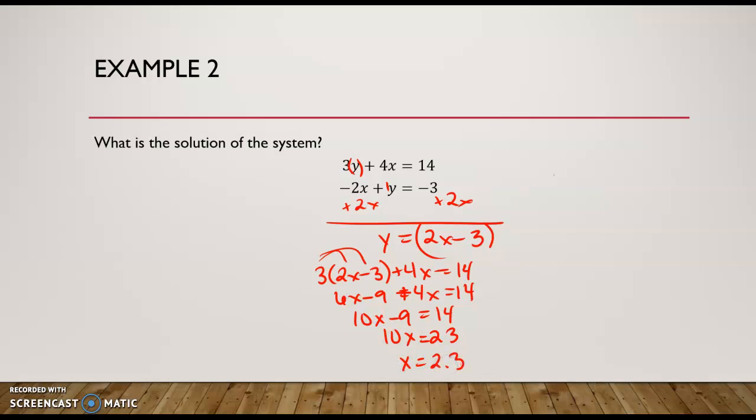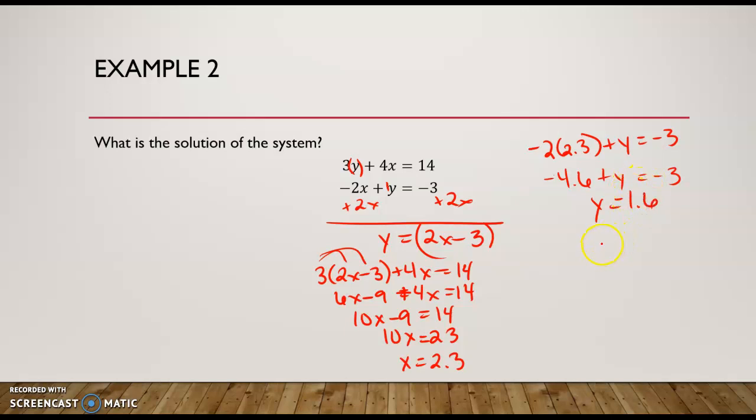We just keep trucking. From here, I'm going to plug that x into the other equation, or one of our original equations. And so I'm going to do negative 2 times 2.3 plus y equals negative 3. Negative 2 times 2.3 is a negative 4.6 plus y equals negative 3. Add the 4.6 and y will equal 1.6.